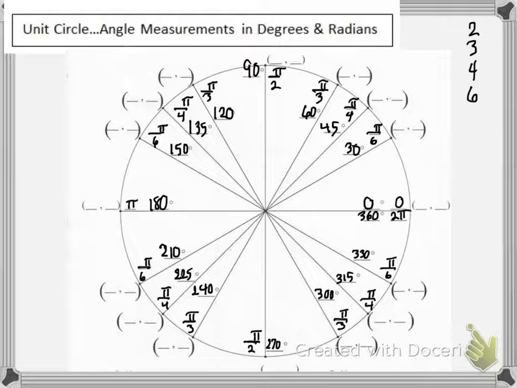In the first quadrant, this is quadrant 1. In quadrant 1, the top of all those radian measurements is just plain pi. Over here in quadrant 2, I'm going to say, if I take the bottom minus 1, I get the top. So 3 minus 1, 2. 4 minus 1, 3. 6 minus 1, 5.